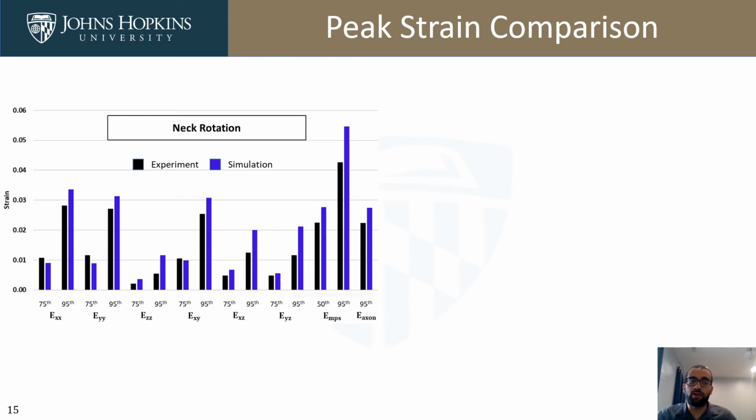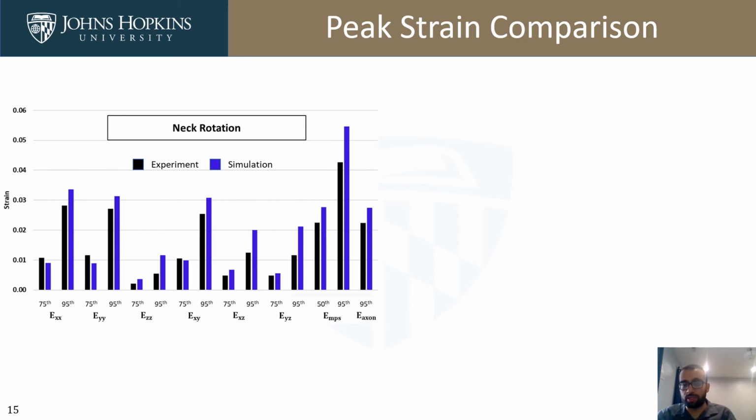One of the other things we can compare is just looking at that peak strain at 45 milliseconds at that magnitude. Here on the x-axis, I'm showing those strain components again, as well as the maximum principal strain and axonal strain. And I'm showing you percentile thresholds of the peak: 75th and 95th percentile for the strain components, and then 50th and 95th for the maximum principal strain. You can see in black, the experiment, in blue, the simulation, we match all the strain components, especially the in-plane strains, with a difference of about 0.005 strain, and then the maximum principal strain, it's about 0.01 difference. That's for the neck rotation condition.